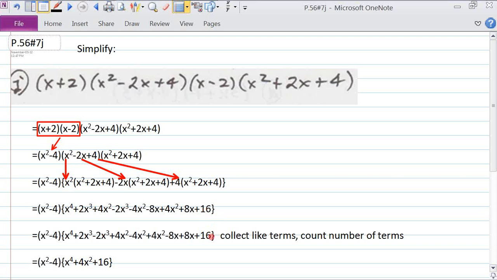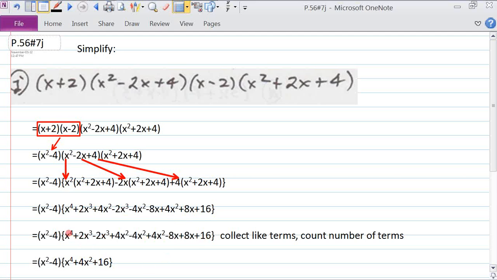And finally I take the 16. And I count 1, 2, 3, 4, 5, 6, 7, 8, 9. 1, 2, 3, 4, 5, 6, 7, 8, 9. So you should always make sure that you have the same number of terms when you're rearranging them in descending powers of x.